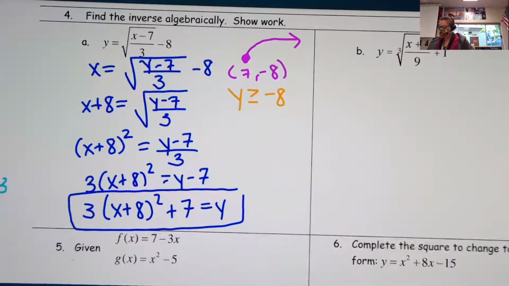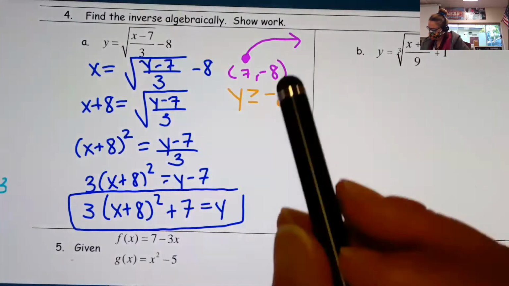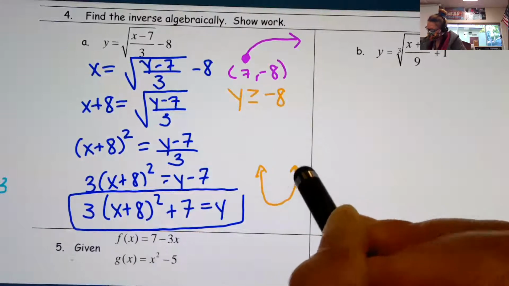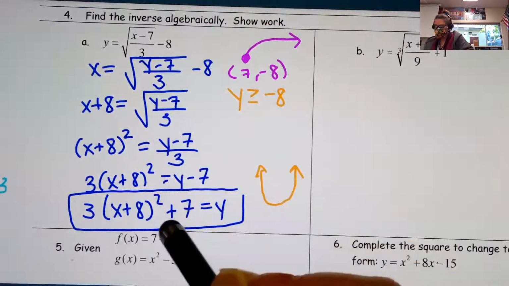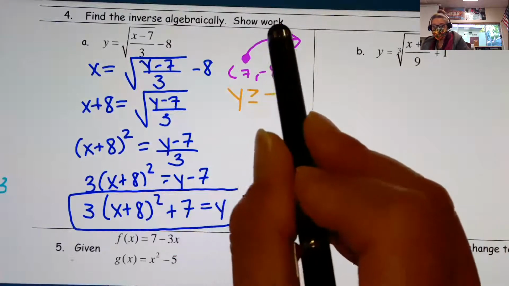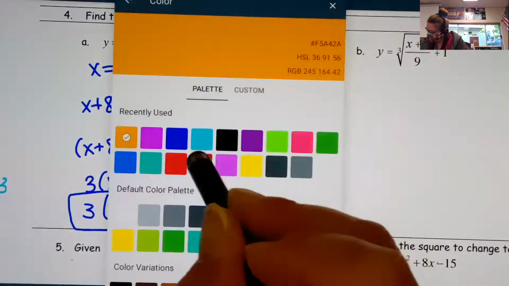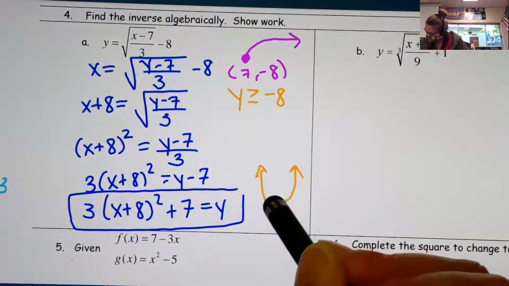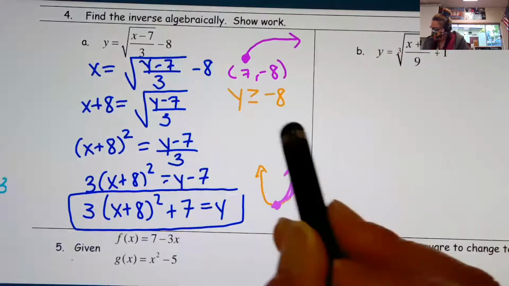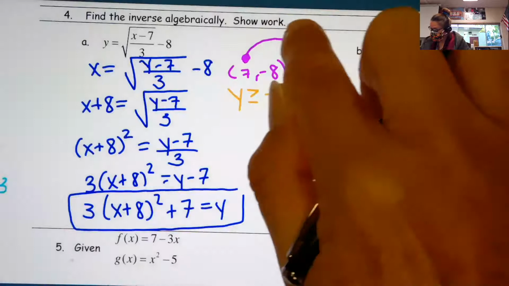And why do I need a restriction? Because the inverse of, because this graph here is a square root graph. And again, I don't have the whole parabola. I'm only getting half of it. And the half that I'm getting is this half. That's the half I'm getting. I'm getting the half that was from negative 8 up.